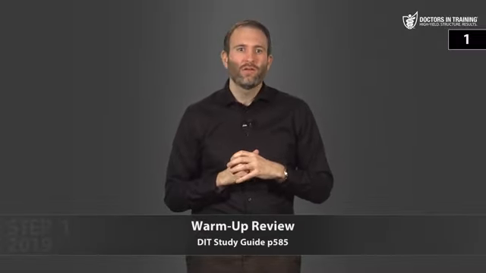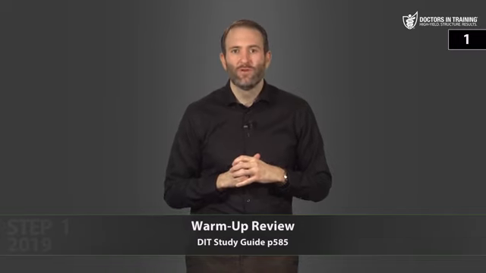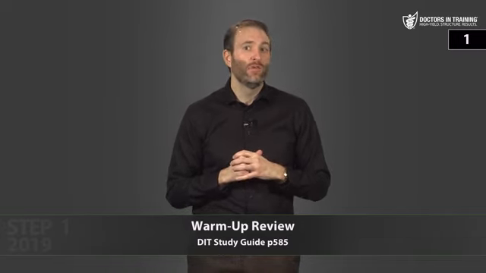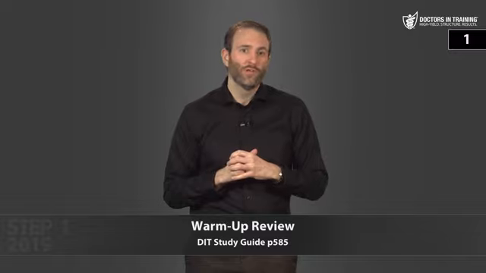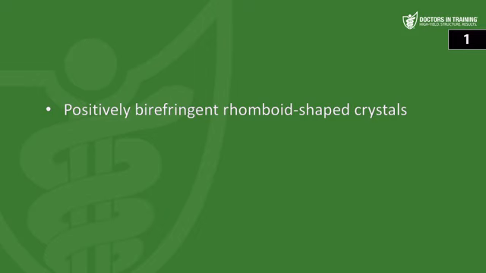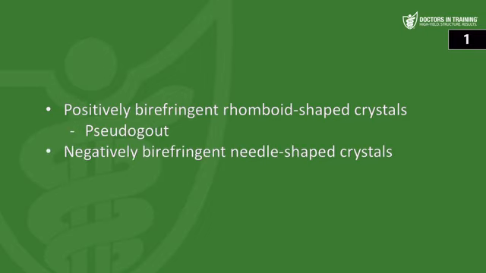It's time for another warm-up. Let's get going. What would be seen on microscopic examination of joint aspirate from a patient with gout and then with pseudogout? So for the first, we're going to see the positively birefringent rhomboid-shaped crystals. That's going to indicate your pseudogout. And then the negatively birefringent needle-shaped crystals, that's going to be your regular old gout.